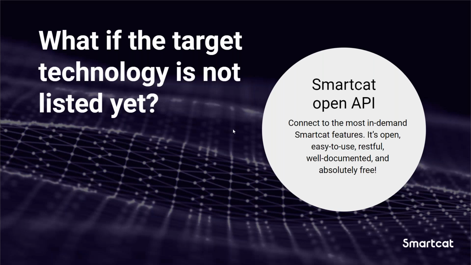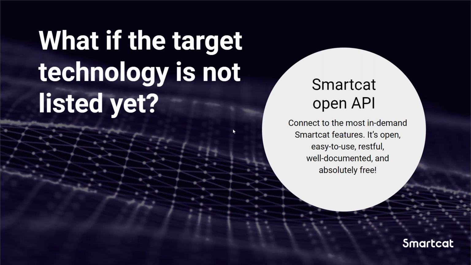So what can you do if the system is not listed? As I mentioned, we are continuously looking for demand for more integrations and for people using other systems. Even in case the system is not listed, Smartcat has an open API, which means that it can be integrated basically with any piece of software today, because software, websites and platforms are communicating a lot, and Smartcat has an open API.